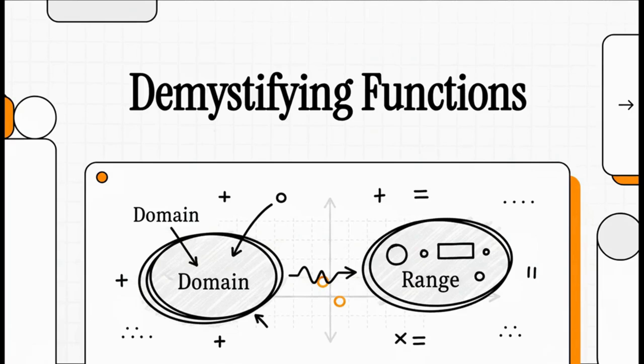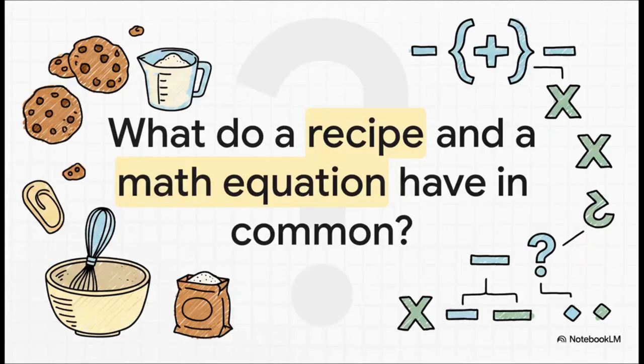All right, today we are going to demystify two of the biggest ideas in all of math, domain and range. And believe it or not, we're going to start this whole conversation with cookies. So let's kick things off with a question that might sound a little weird. What on earth does a recipe for chocolate chip cookies have in common with a math equation? I mean, they seem like they're from totally different universes, right?